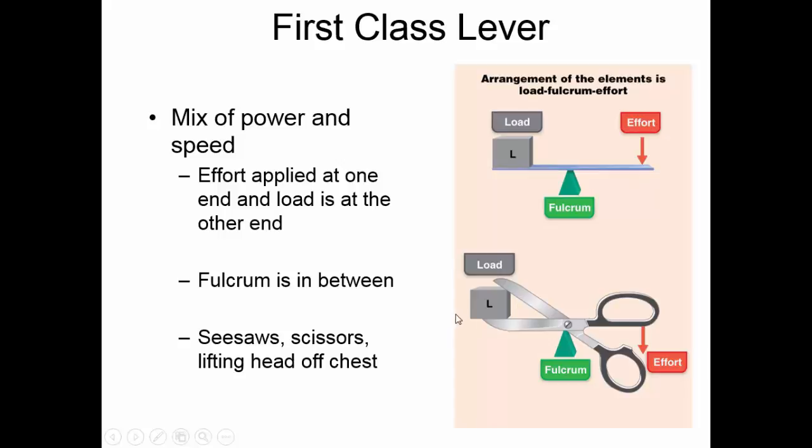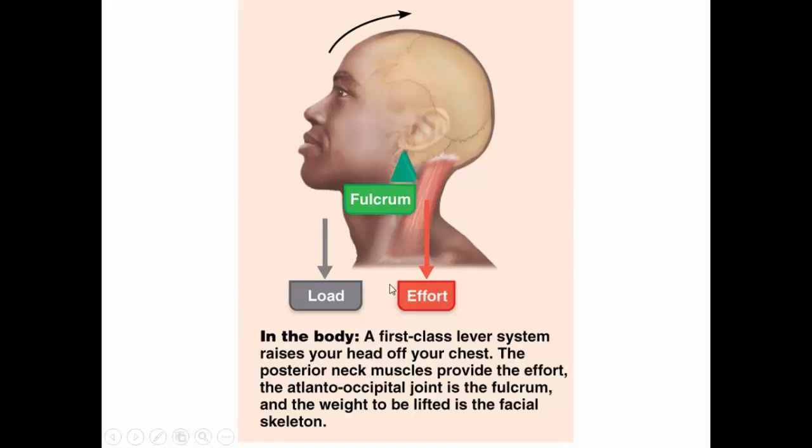In the body, an example is lifting the head off the chest. So here the load is the weight of your head. The effort is exerted by your neck muscles. And the fulcrum is the joint between the occipital bone and the atlas. So you've got load, effort, and the fulcrum in between.